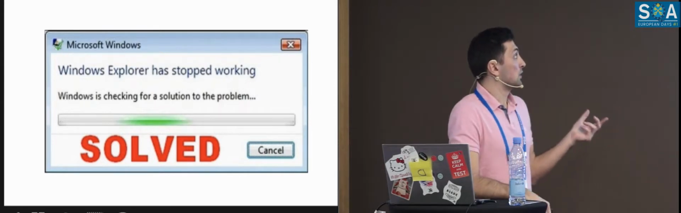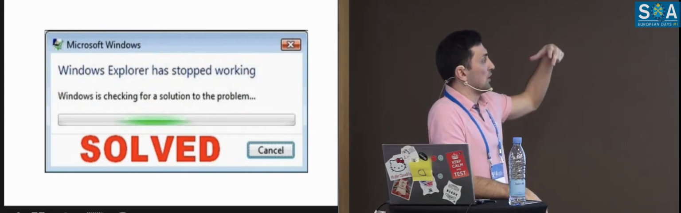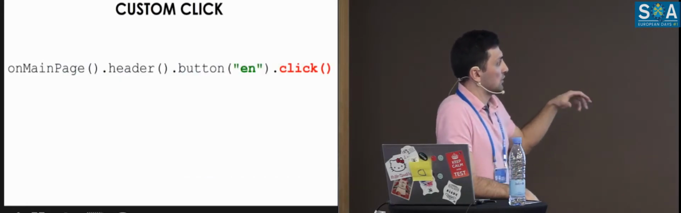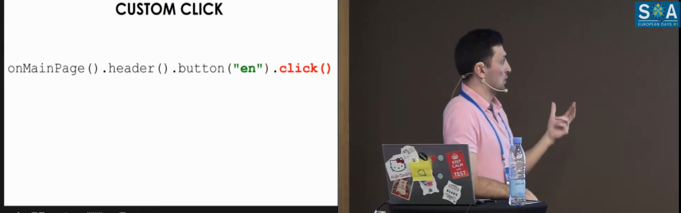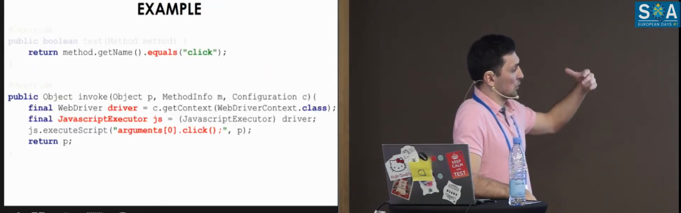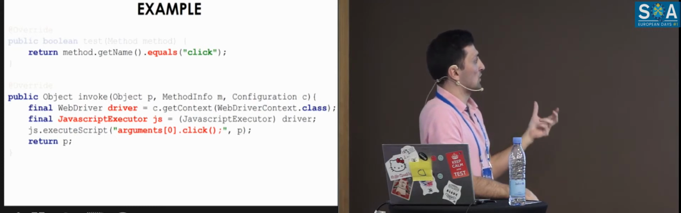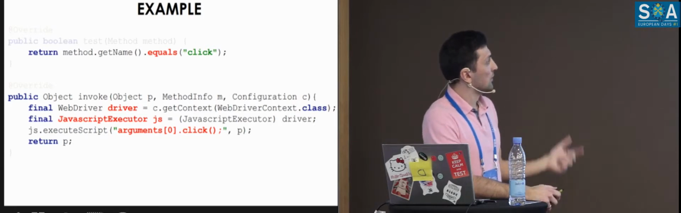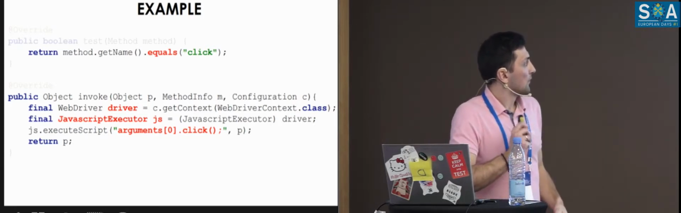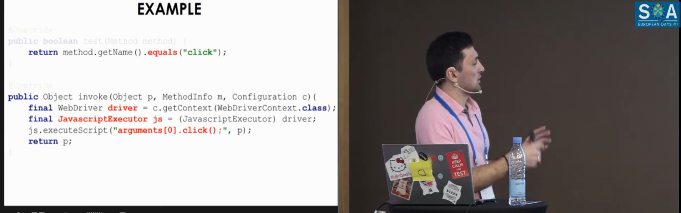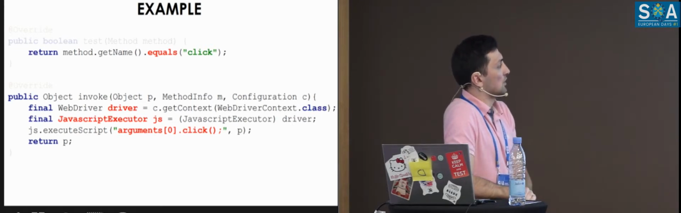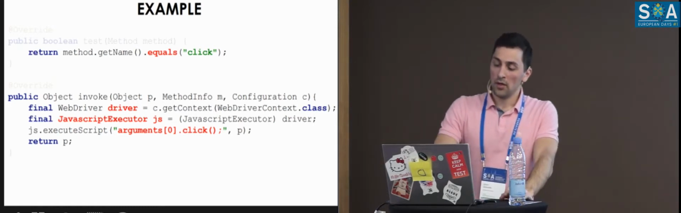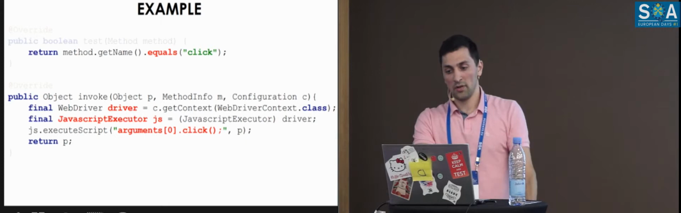What must we do? First, we create an extension and check that we override a click method. Then we override the invoke method and get our WebDriver instance. Then we cast this driver to JavaScript executor, and after that we make a JavaScript click this way. And then when we create the Atlas instance, we add this extension, the JS click extension, and in all our test projects we use the JS click extension.